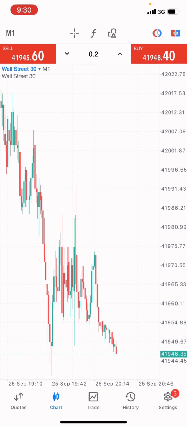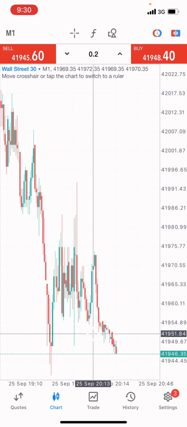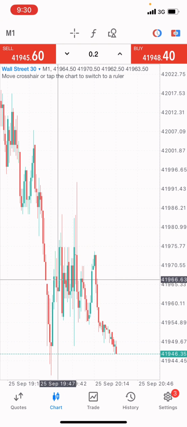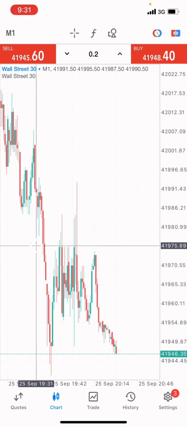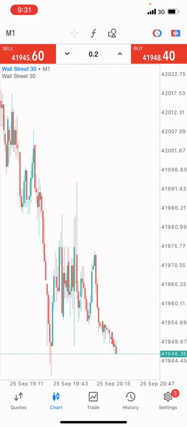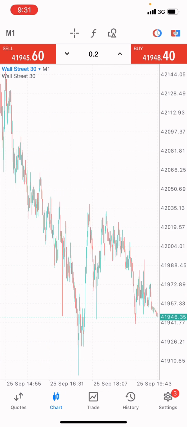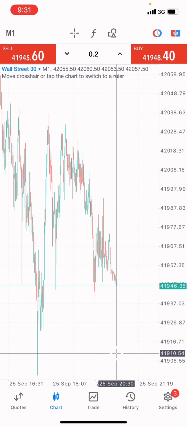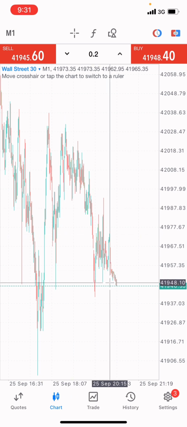So right now we're on the US 30 market, and this is the current market trend line on the downward trend towards the oversold position right here. So the market has been selling for a very long period of time. You can see at this point right here on the 1 minute time frame, the market has been selling for a long period of time.